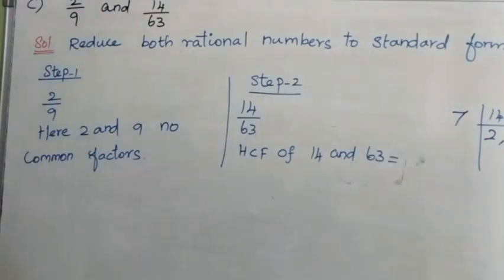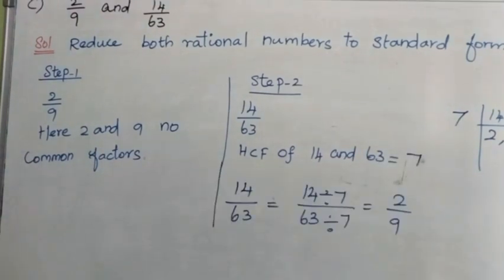And then the next step we have to write. Next we have to divide 14 divided by 63. The common factor is 7. Divide the numerator and denominator, and we get the answer 2 by 9.